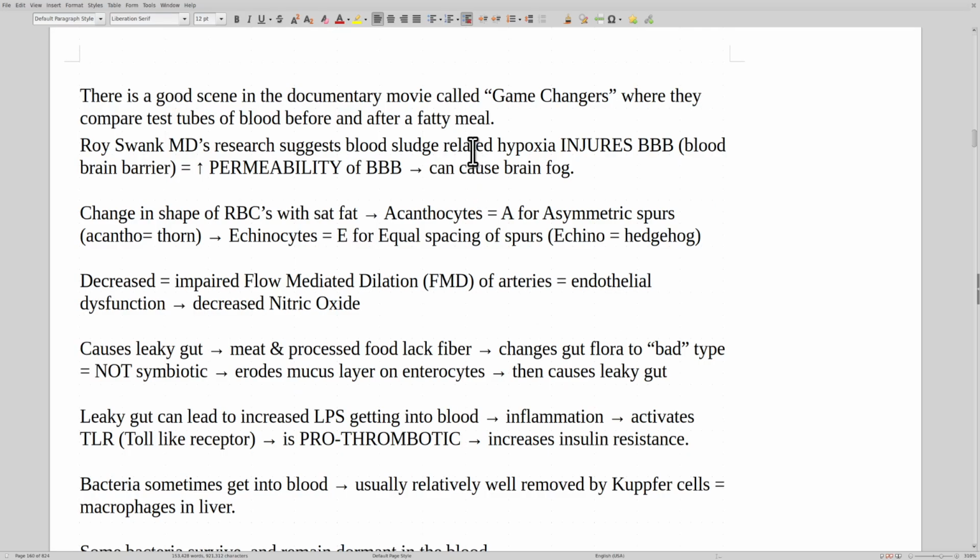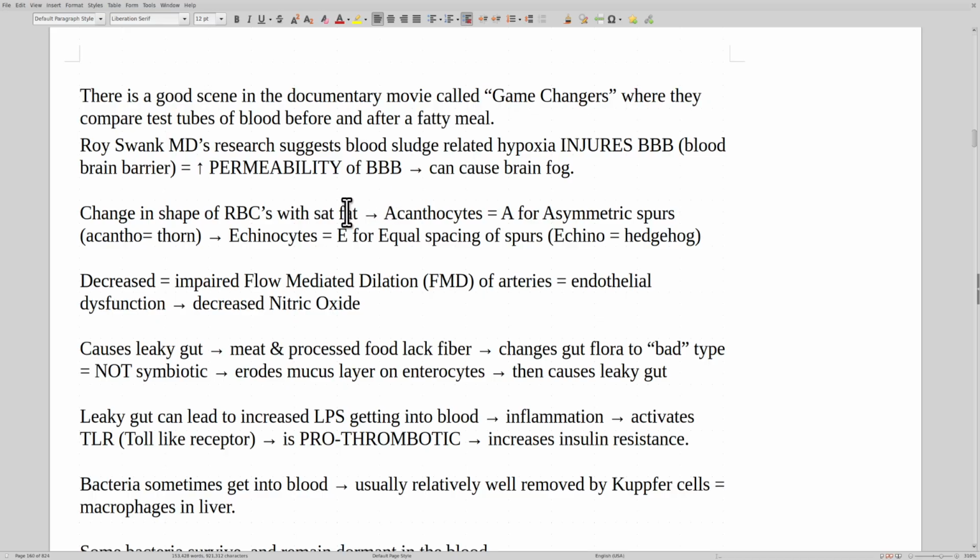Let's see. When you've got injury to the blood-brain barrier, you'll also get increased permeability of the gut barrier. And Roy Swank's research suggested that hypoxia related to high-fat meals, especially saturated fat, was causing injury to the blood-brain barrier. And this increased permeability was thought to be something that can cause brain fog. And in addition, opening up the blood-brain barrier would allow an autoantibody to get access to the brain parenchymal tissue, for example, to cause damage like with multiple sclerosis, thought to be primarily an autoimmune disease.